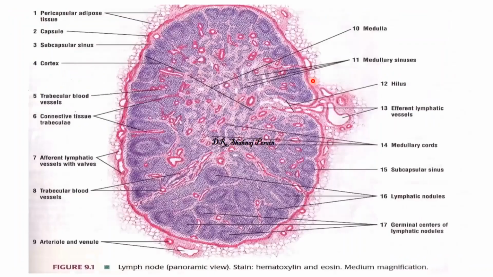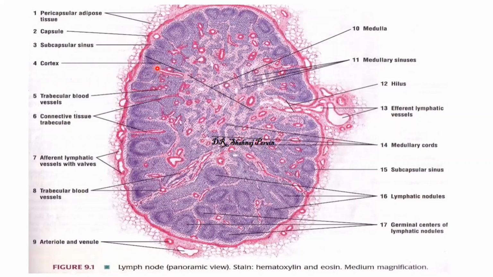Now see, this is the lymph node. Lymph node has the outer capsule, then the subcapsular sinus. One space is there, the subcapsular sinus, because afferent vessels come to the lymph node. They bring the lymph from the tissues, and this lymph goes to the subcapsular sinus. Then inside we get the cortex, and this one is the medulla of the lymph node. Cortex has the lymphatic nodule, and the medulla has medullary sinus, and here are the efferent lymphatic vessels.